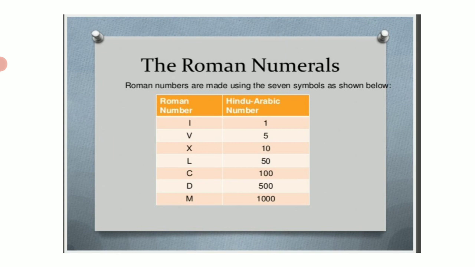Like the alphabet I stands for the number 1, the alphabet V stands for the number 5, the alphabet X stands for the number 10, the alphabet L stands for the number 50, the alphabet C stands for the number 100, the alphabet D stands for the number 500, and the alphabet M stands for the number 1000. All these alphabets, children, are given in capital letters.